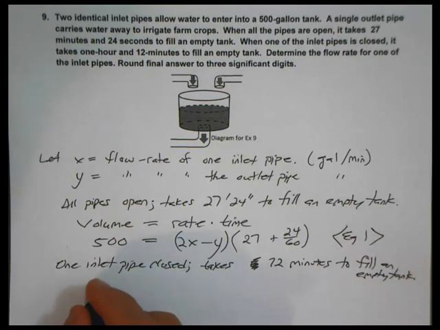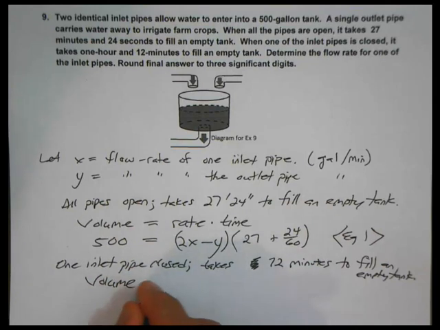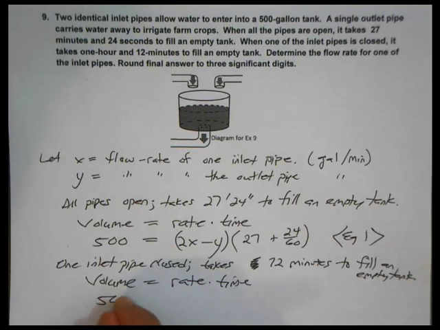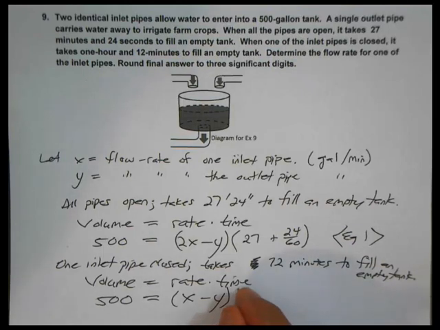Well, back to that same principle. Volume equals rate times time. The volume is again that 500-gallon tank getting filled. The rate, one inlet pipe is closed. So now we have one inlet pipe acting as positive flow, minusing the outlet y. So there's our net rate of flow in this situation, and the time, that is the 72 minutes. And this would bring us an equation 2.